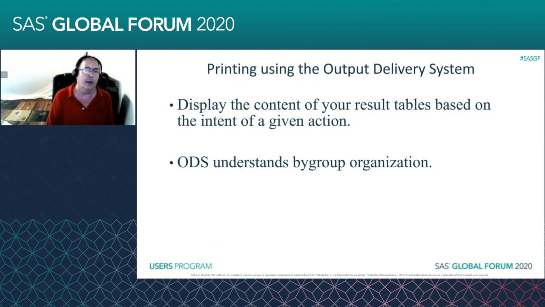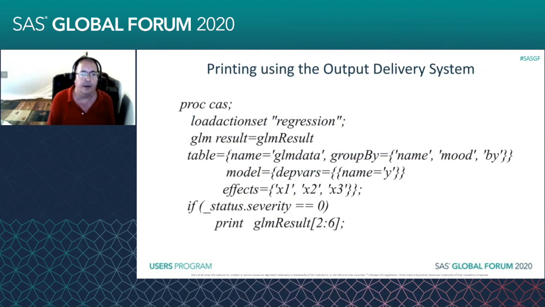Now we're going to look a little more at the output delivery system, exactly what it can do for us. It really is used by every proc. This is how SAS output is done. It's important to understand that it also understands by group operations. So in the next example, I've got a proc CAS and I've got a GLM operation. I've got a by clause in here, so I'm going to get by groups, and I'm going to print 2 through 6. Well, I happen to know that 2 through 6 happens to be the first group.